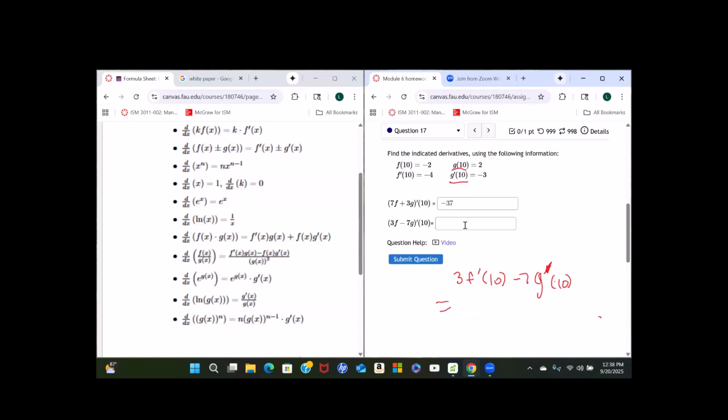This becomes what? Next line. That's 3 times negative 4, minus 7 times negative 3. Perfect. Which equals minus 12 plus 21, which equals 9. Yeah, that makes sense.